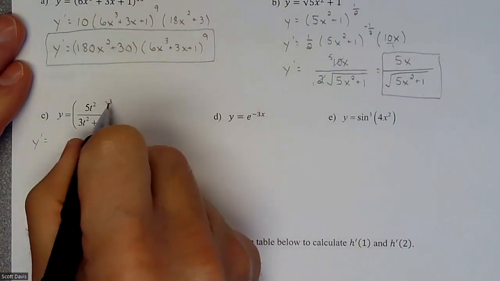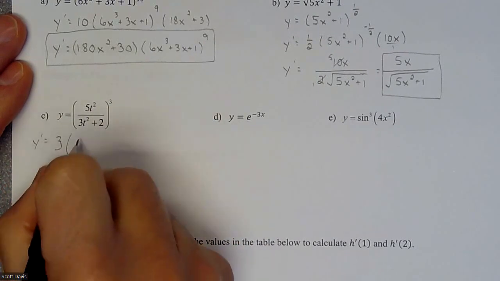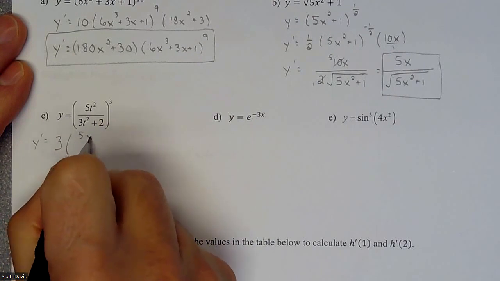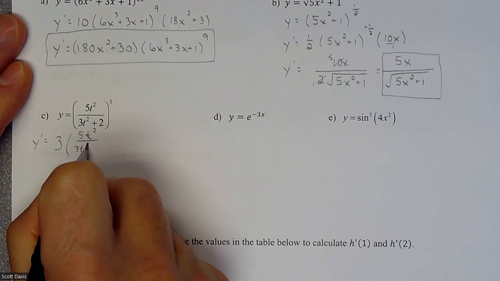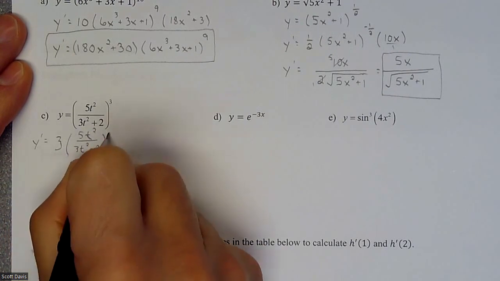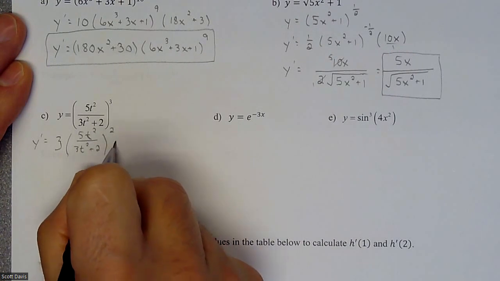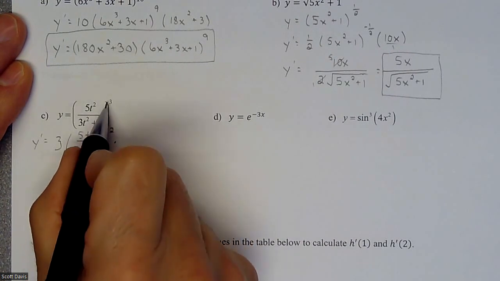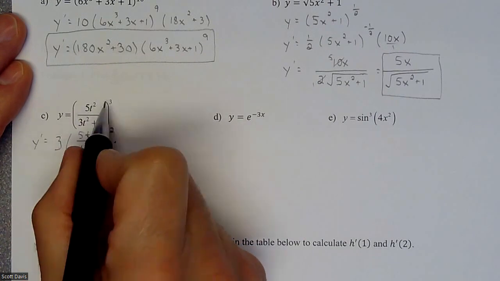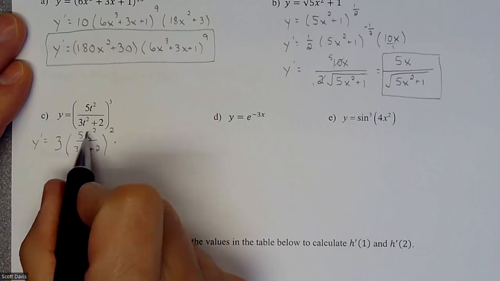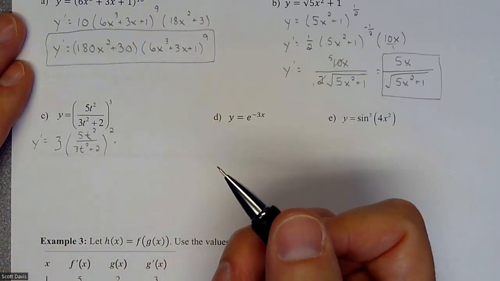We'll start off with doing the derivative of the outside. So that 3 comes down. Nothing changes on the inside: 5t squared over 3t squared plus 2. Then we'll drop that power down. But here's where the work comes: when we do the derivative using the chain rule, the power comes down, so we do the derivative of the outside. Now it's going to be the derivative times the derivative of the inside. And we have a quotient rule that we have to deal with on this.